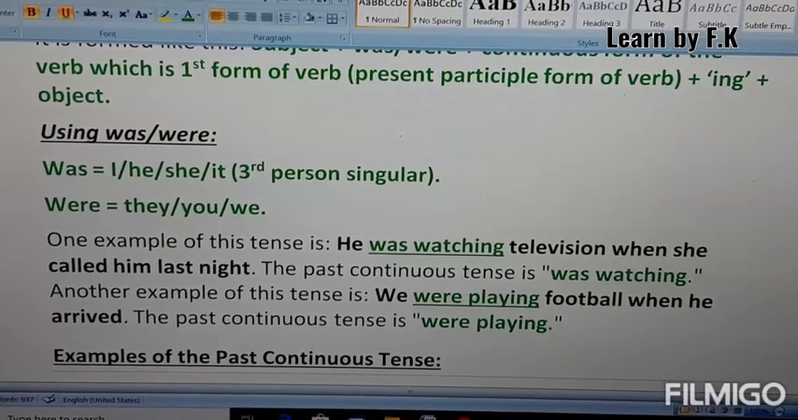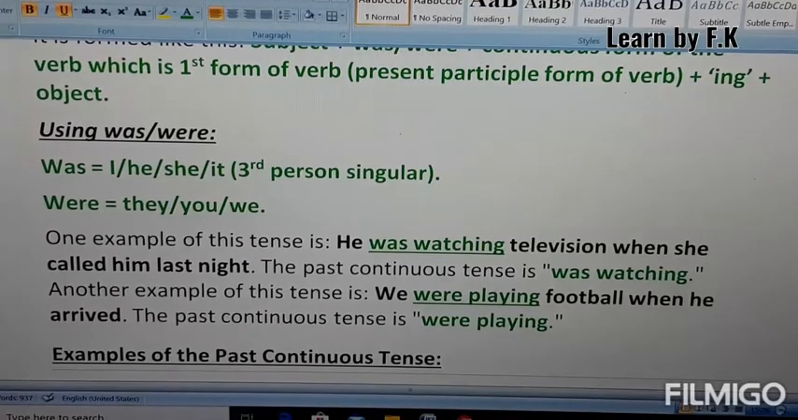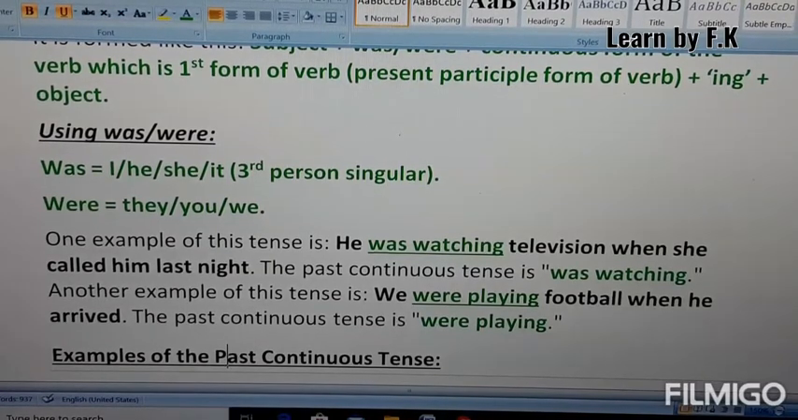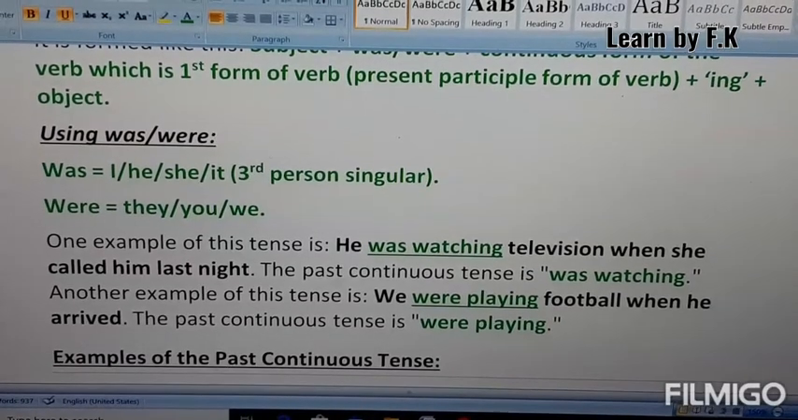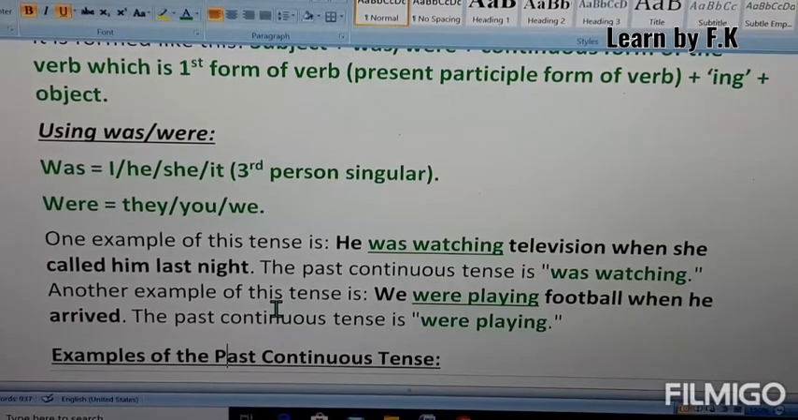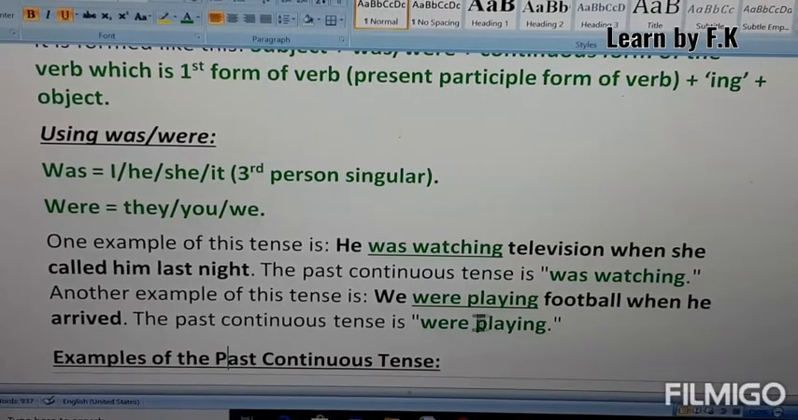One example of this tense is: he was watching television when she called him last night. In this sentence, the past continuous tense is was watching, which I mention here in green letters. It's the past continuous tense. Another example is: we were playing football when he arrived. The past continuous tense is were playing, which is written here in green letters.